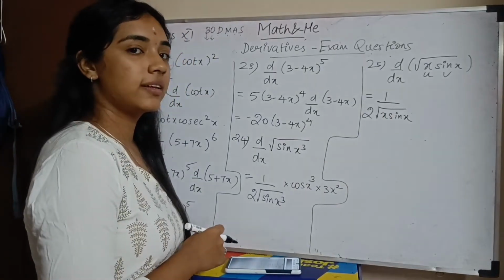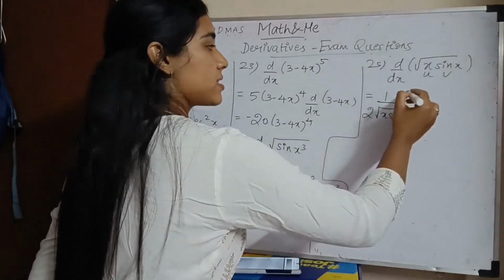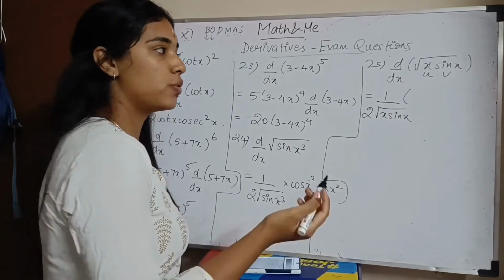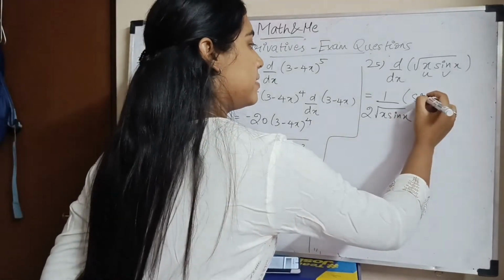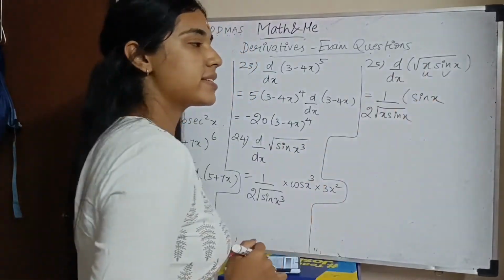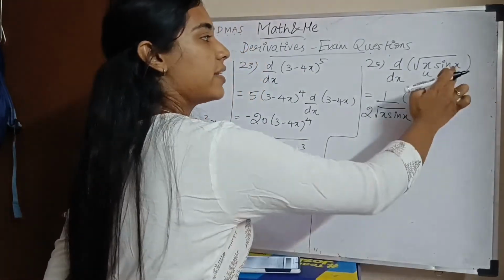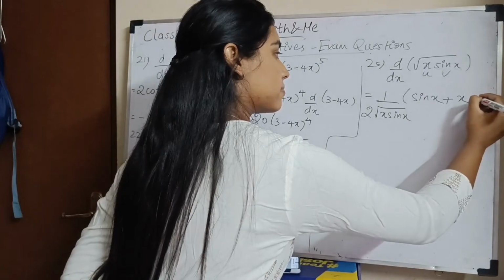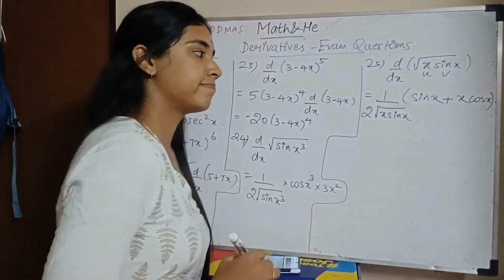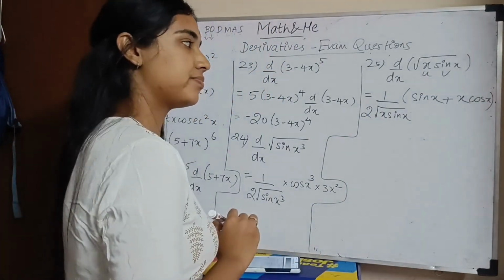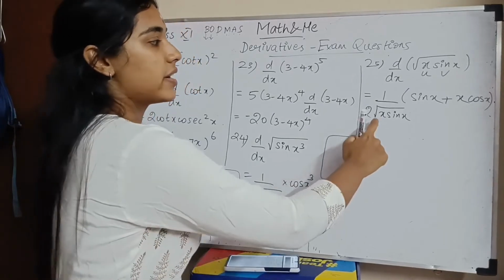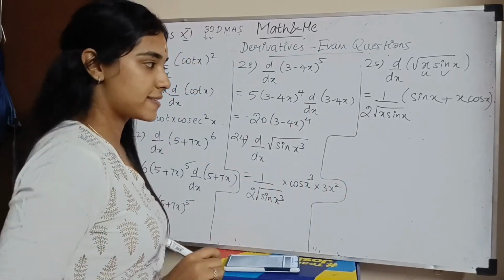Now we have to take the derivative of x sin x. So it's v u dash plus u v dash. So it's v u dash, derivative of x is 1, plus u v dash, derivative of sin x is cos x. So this is your answer. Sin x plus x cos x divided by 2 root x sin x.